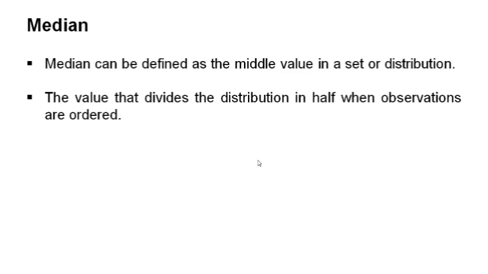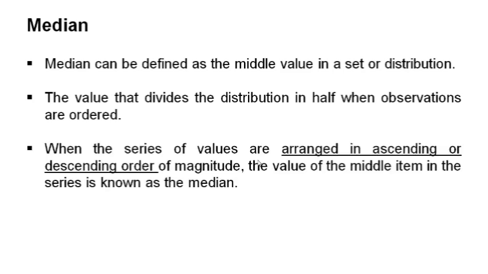As we have seen in the introductory part of the median, in order to determine the median, first we have to order the values, either in ascending or descending order. When the series of values are arranged in ascending or descending order of magnitude, the value of the middle item in the series is known as the median. So this is the formal definition of the median.